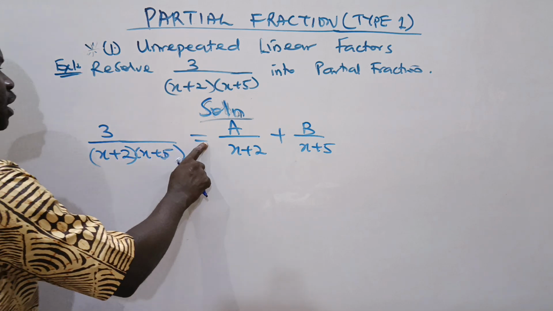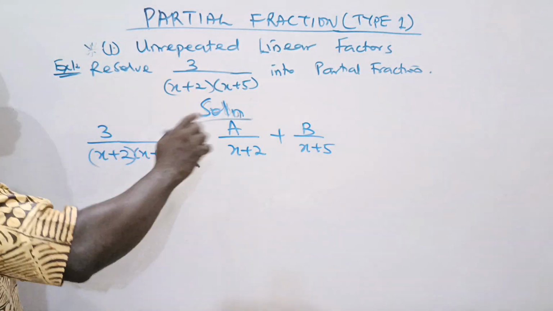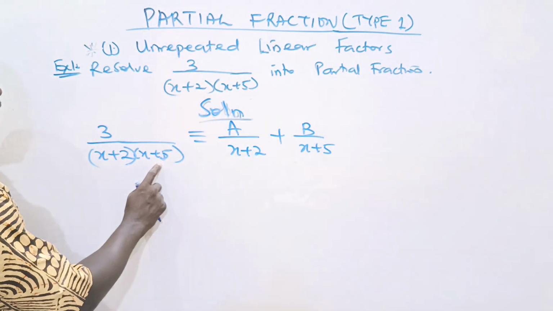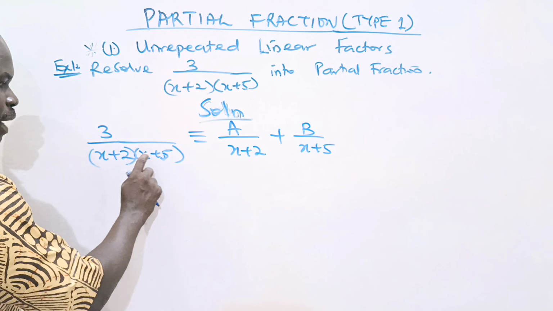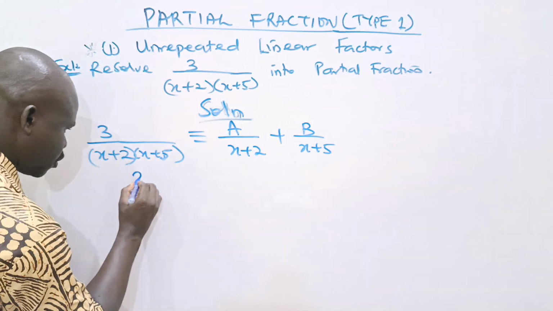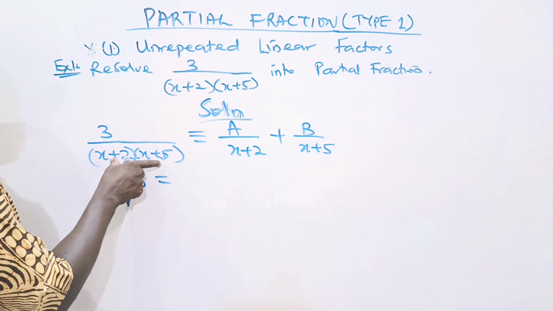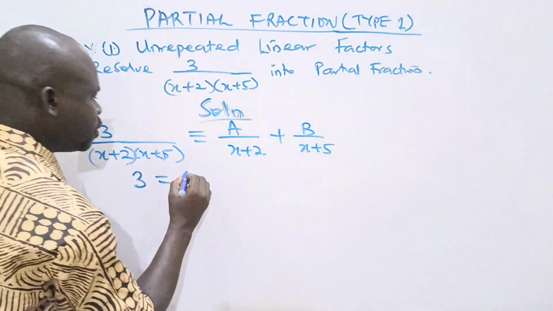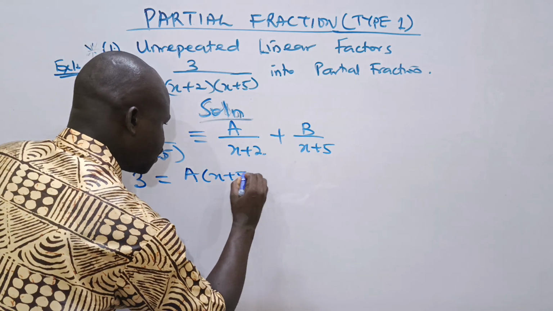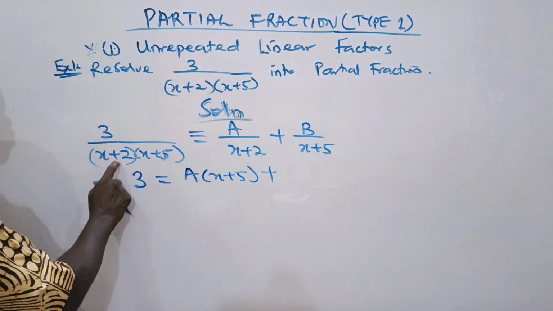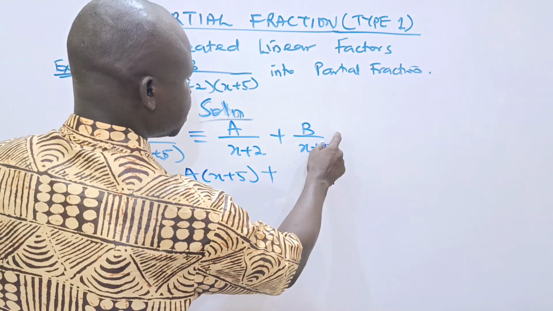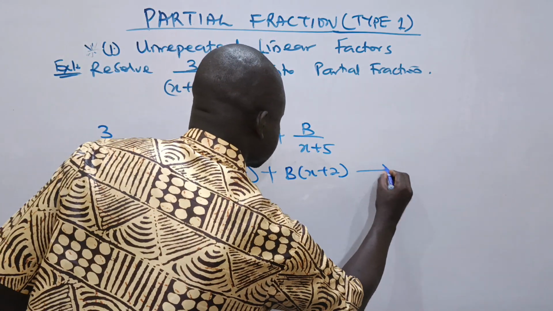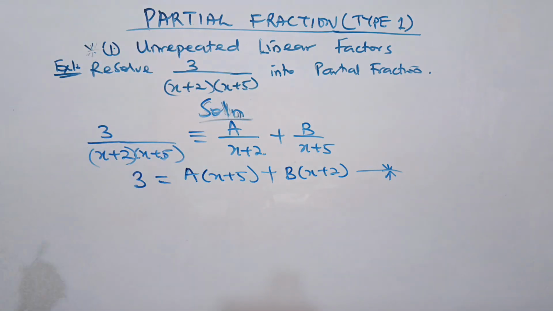At this point, I'm going to multiply through by the denominator of the left-hand side. That is, if I use x plus 2 into bracket x plus 5 to multiply this, I'm going to have 3 equal to, for the first fraction, this will cancel and I'll be left with A into bracket x plus 5, then plus B into bracket x plus 2. So this is the stage. We have been able to resolve this on a straight line.